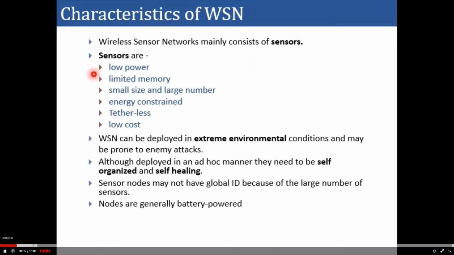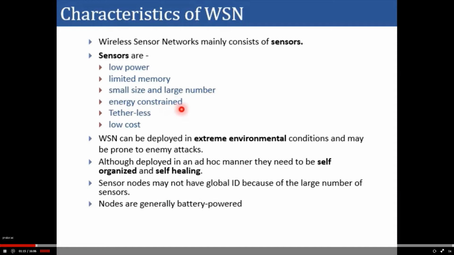The sensors we utilize in wireless sensor networks are low power devices because energy is the constraint in the wireless sensor node where the sensors are connected. So sensors are generally chosen in such a way that they consume low power. They will have limited memory so that less energy is consumed. They are small in size but large in number because they are deployed in the field in large numbers.